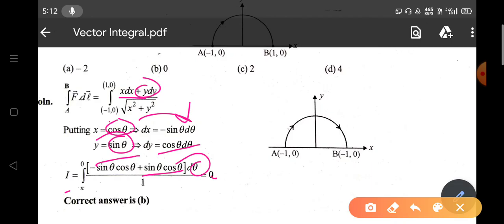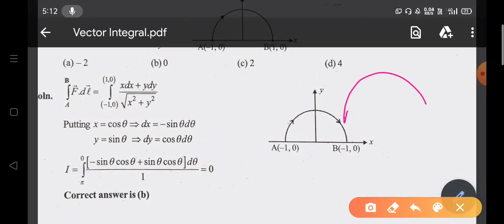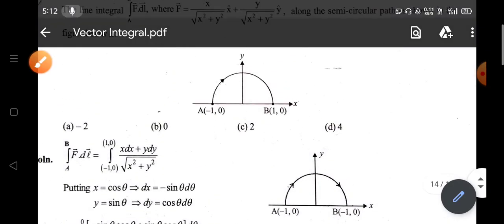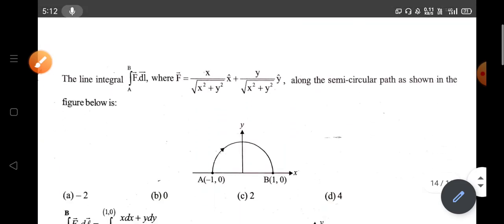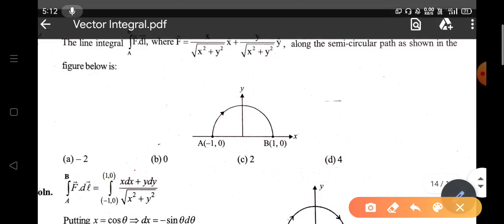And root over of x square plus y square, that is 1 square plus 0 square, will give you 1. So whenever you get this kind of contour or circular contour, you use the polar coordinate or polar form of x, y, z. That will be helpful for you. This question is very much important, and the answer to the question is 0.